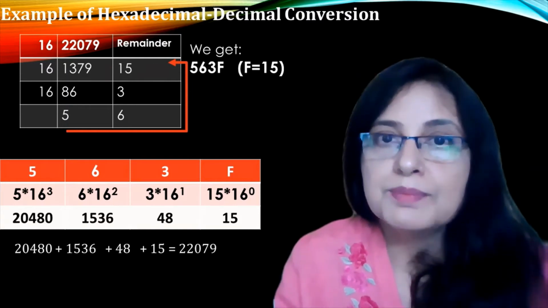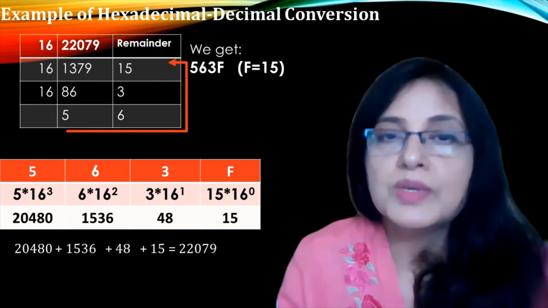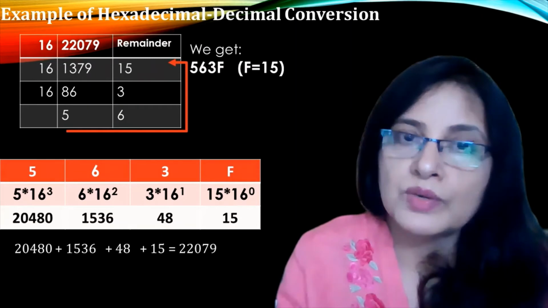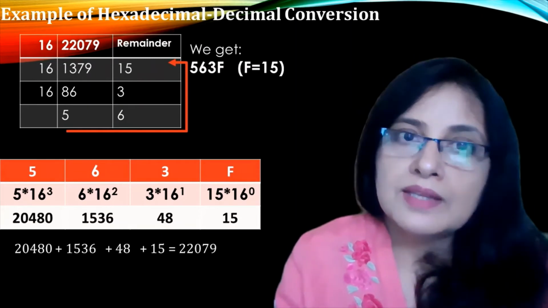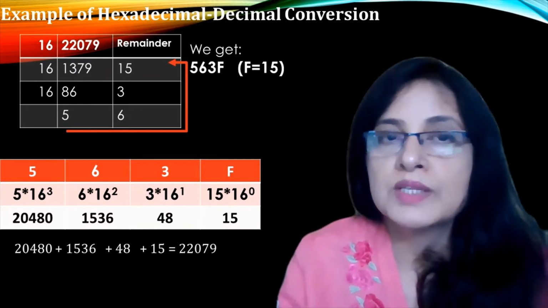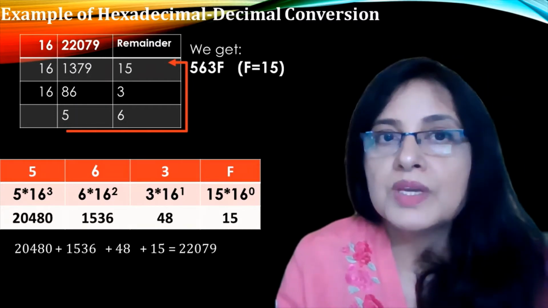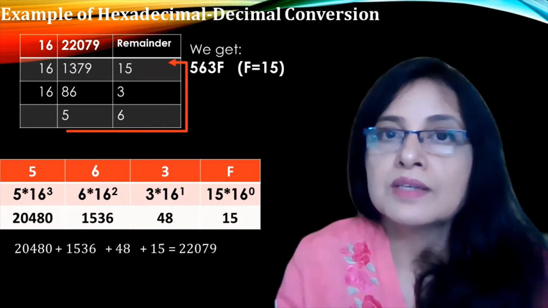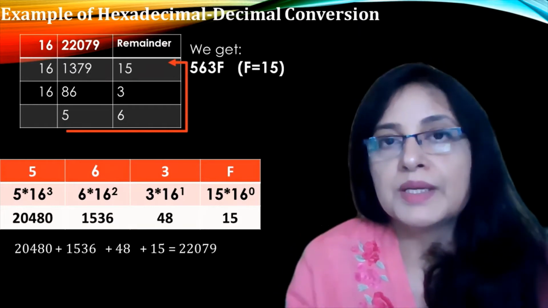So to convert it back into decimal for checking, we can multiply the least significant digit by 16 raised to power 0, and then by 16 raised to power 1, 16 raised to power 2, and 16 raised to power 3. We get the following products. We add these and we get our original decimal number.